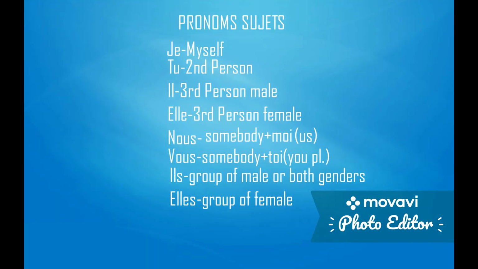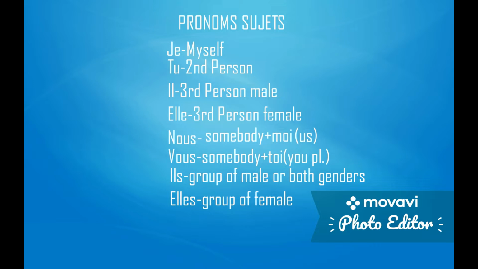The next topic is pronom sujet. We know that the subject pronouns are je, tu, il, elle, nous, vous, ils, and elles. Je is used for myself or oneself. Tu is used for second person. Il is used for third person male. Elle is used for third person female.